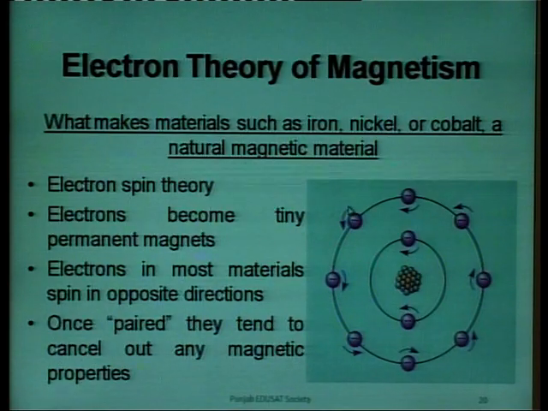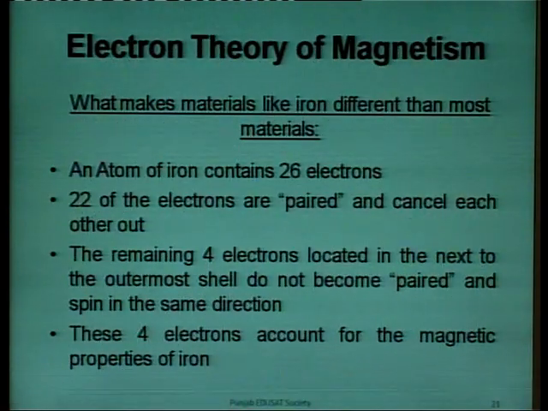As we all know, the electrons spin around their axis, so these electrons become tiny permanent magnets. In most materials the electrons spin in opposite directions, and once these electrons are paired they tend to cancel out any magnetic properties. So this is the reason why the ferromagnetic materials can be easily converted into magnetic material.